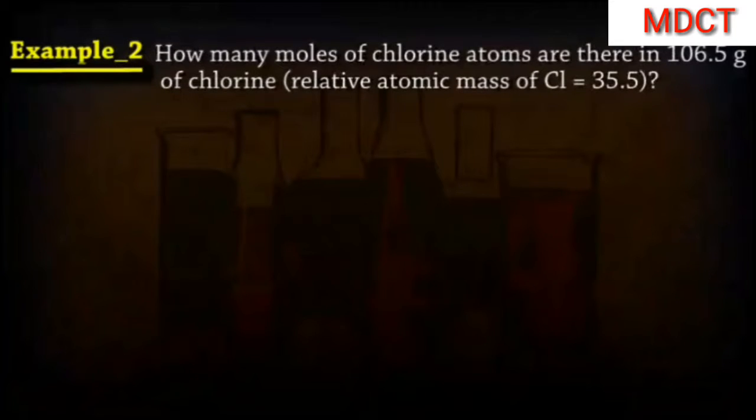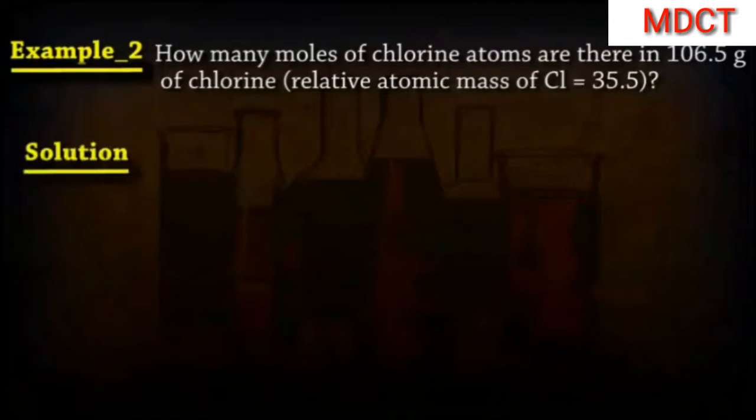How many moles of chlorine atoms are there in 106.5 grams of chlorine? Relative atomic mass of chlorine is equal to 35.5. Let's solve this.